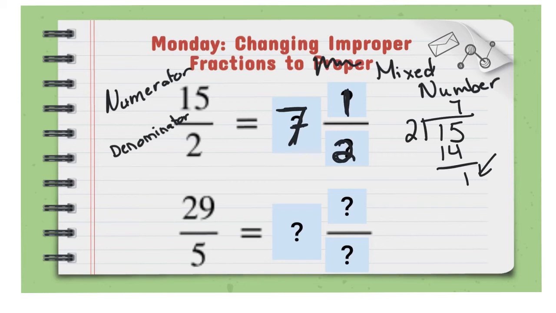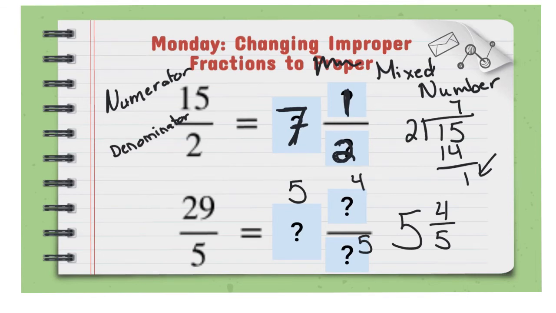So let's look at the next one. We have 29 fifths. So we're looking at how many 5s are in 29. Well, there are 5 5s, because 5 times 5 is 25. And I would have 4 left over, so I have 4 out of the 5 I need. So this one would be 5 and 4 fifths, but you would change the question marks in the boxes.